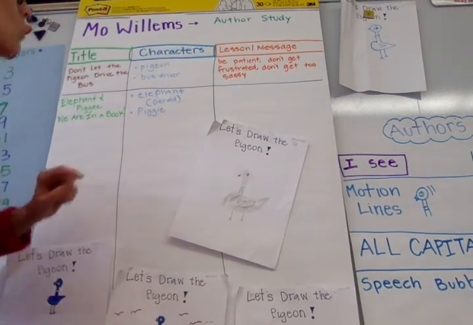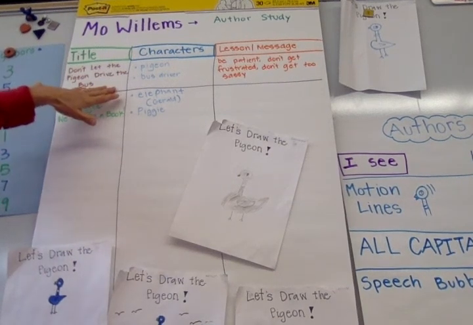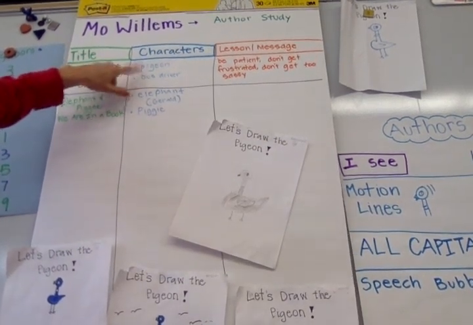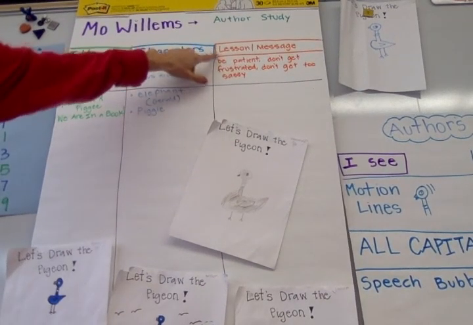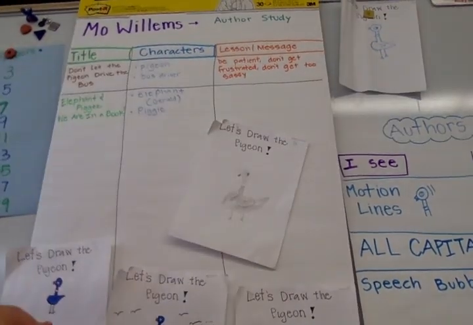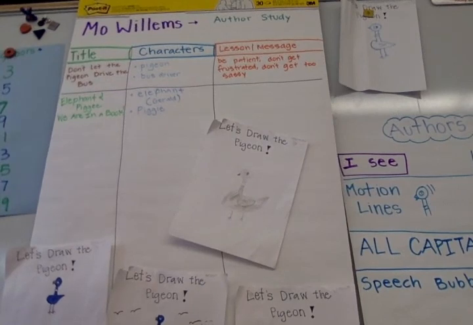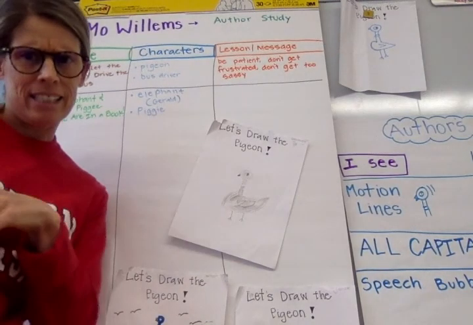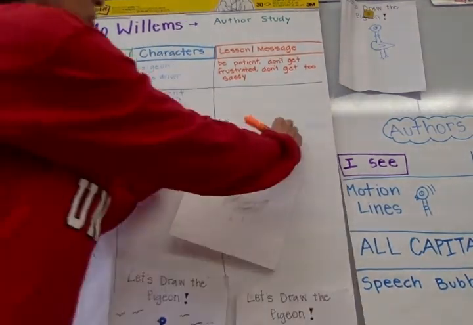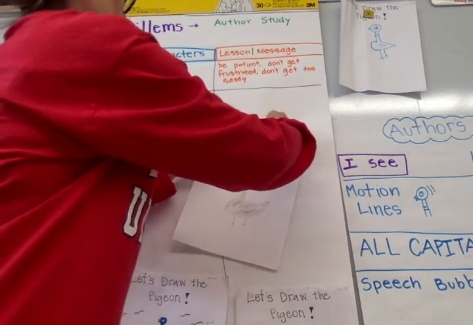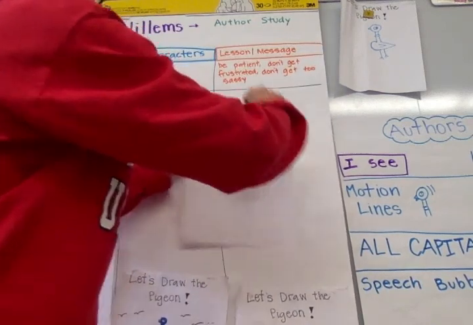Now, when we talked about Pigeon, we talked about the characters are just Pigeon and the bus driver. And then we talked about the lesson or the message. And it was be patient. Don't get frustrated. And don't get too sassy. Yeah, you don't want to be sassy. No one likes that.